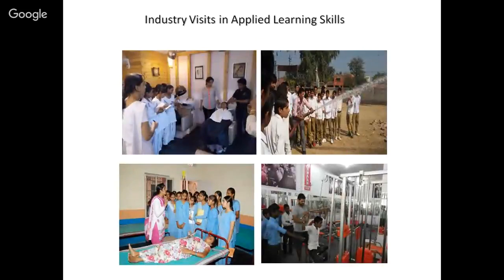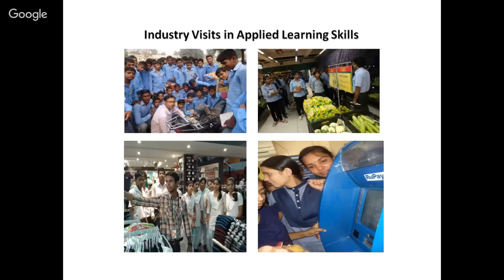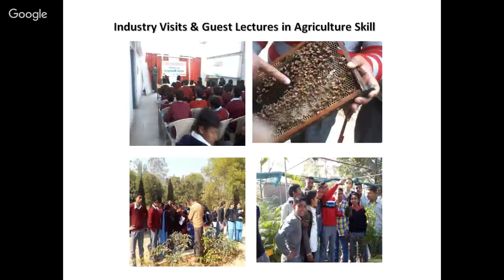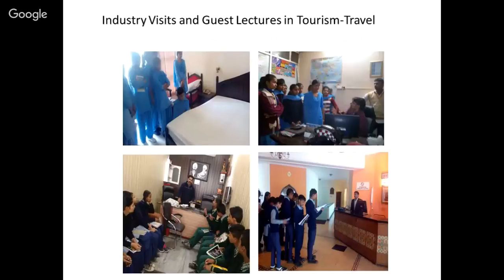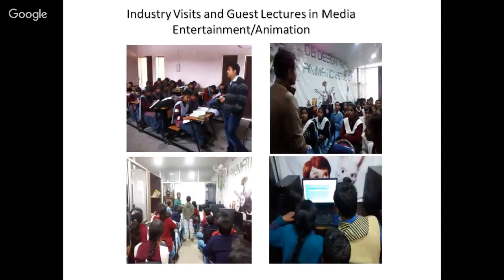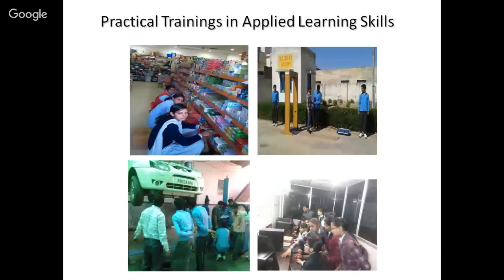Now these are the industry visits. The students are taken to nearby industries, hospitals, malls, and fire brigade stations, and in the case of security as well. So these are all the pictures. Now, agriculture skill we had introduced. So these are the labs where there is interaction with the industry.